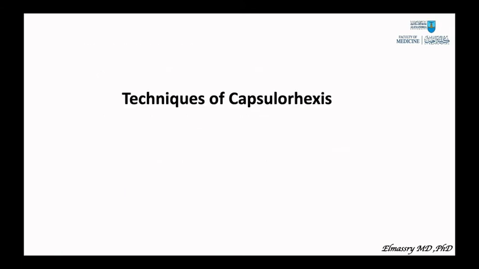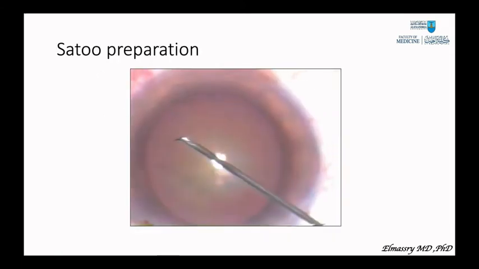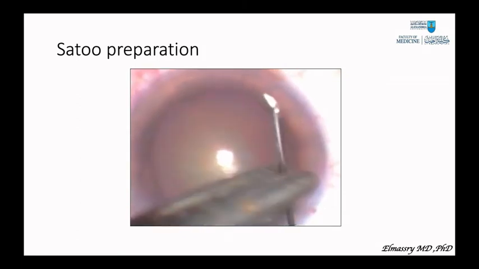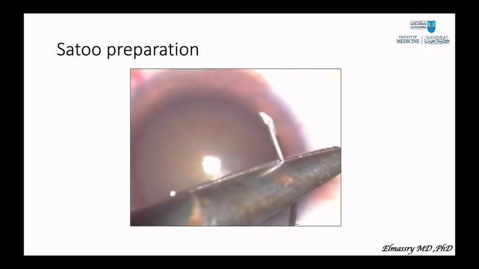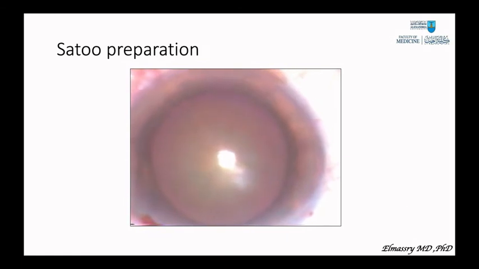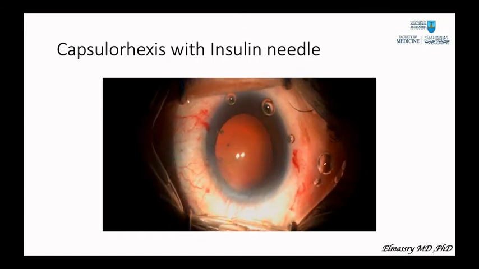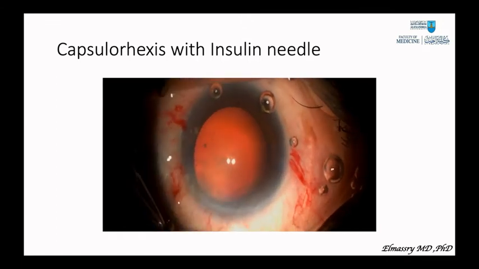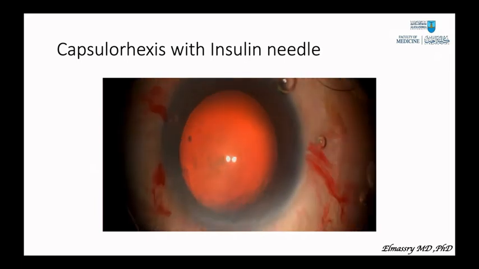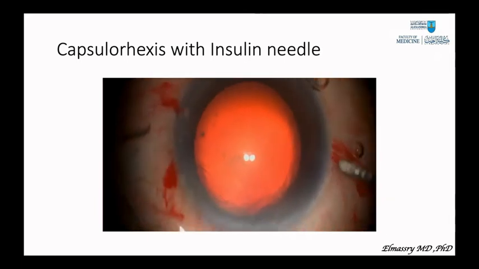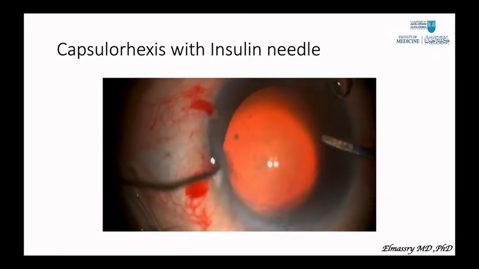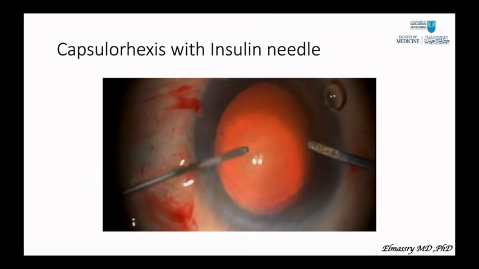There are different techniques of capsular rhexis. Prefer to prepare your insulin needle to be like an SA2 instrument to allow you to put it inside the eyeball. Then do the capsular rhexis with the insulin needle only. Many surgeons are familiar with this. First, magnify. This magnification is very important. Then focus on the anterior capsule and have a good red reflex.